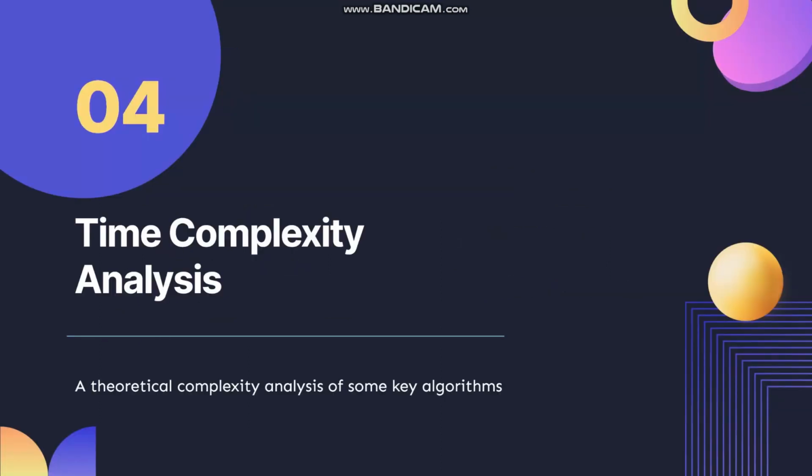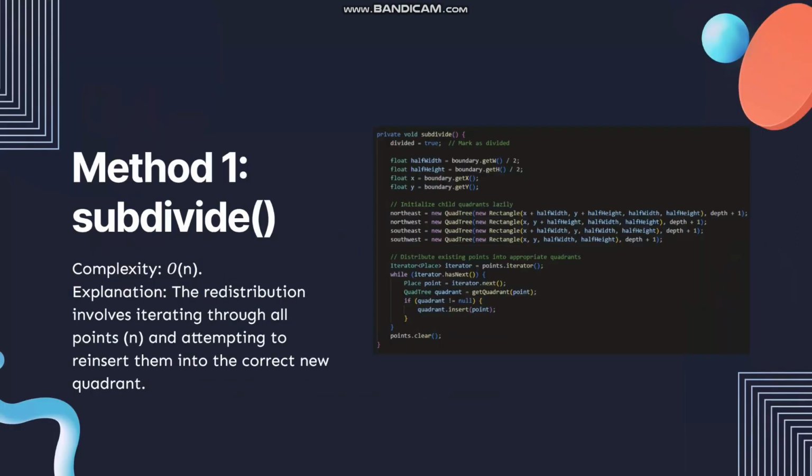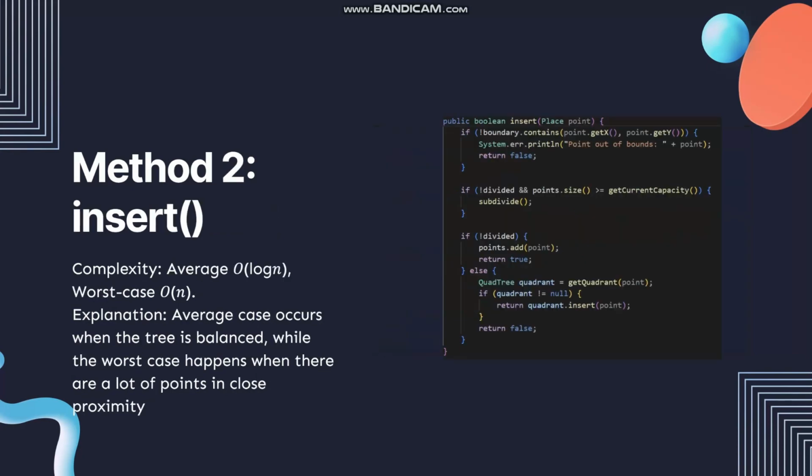And now we'll talk about the time complexity analysis of some key algorithms. First method, subdivide, which has a complexity of O(n) because the redistribution involves iterating through all n points and attempts to reinsert them into the new quadrants. The second method, insert, has an average time complexity of O(log n) and a worst case complexity of O(n). The average case occurs when the tree is balanced, while the worst case happens when there are a lot of points in close proximity.